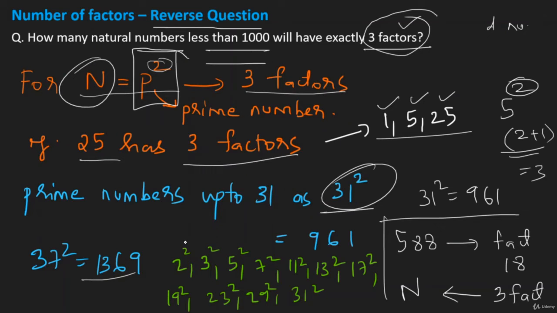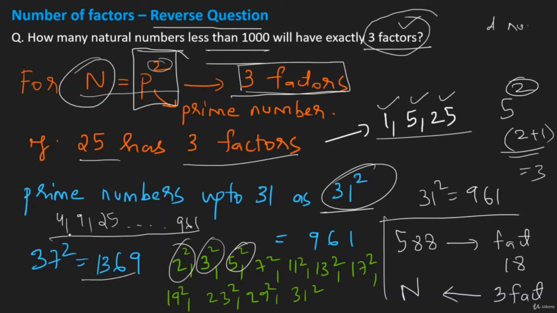Therefore, you can see that 2 square, that's 4. Let me write that over here. 4, 3 square is 9, 5 square is 25, etc., right? Up to 961. These are the numbers which will have only 3 factors, and these numbers are less than 1000.